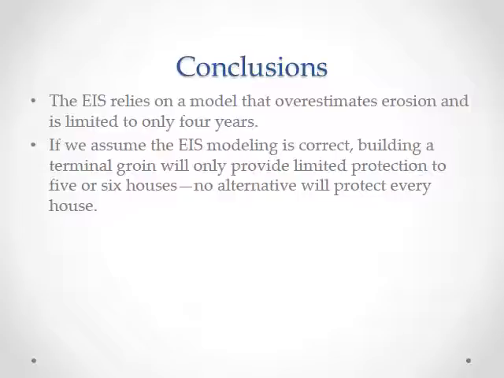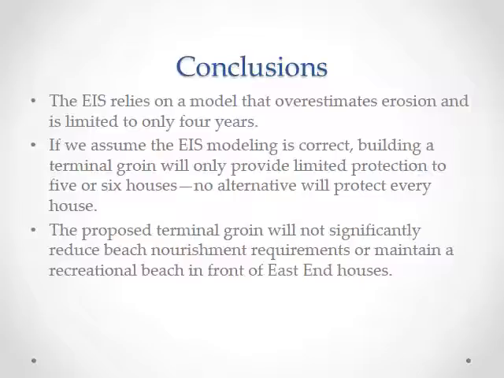I have one more conclusion. And that's about the beach nourishment and the recreational beach. Based on the figures that are in the EIS, you're not going to see a significant reduction in beach nourishment requirements, and the recreational beach will just be transported and shrunken from the east side of the groin to the little bit on the west side.